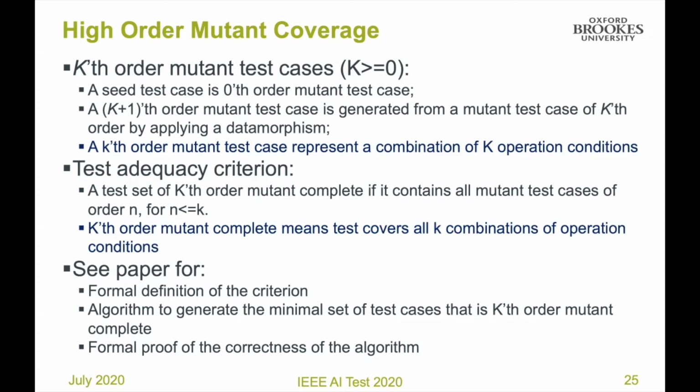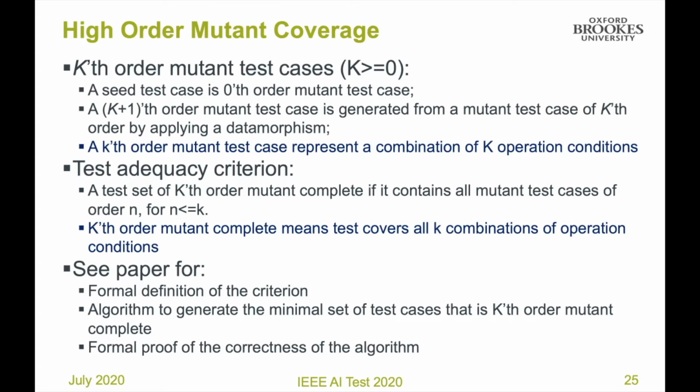Here we define a k-th order mutant test case as follows, by induction on k. A seed test case is a 0th order mutant test case. A (k+1)th order mutant test case is generated from a mutant test case of order k by applying one datamorphism. So a k-th order mutant test case represents a combination of k operation conditions.